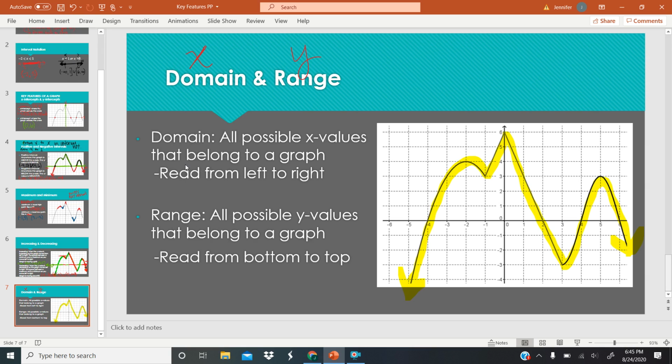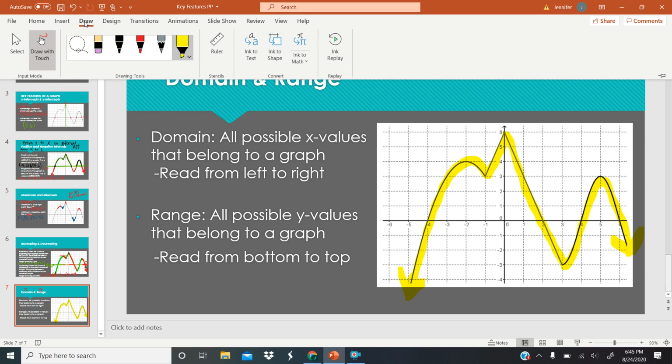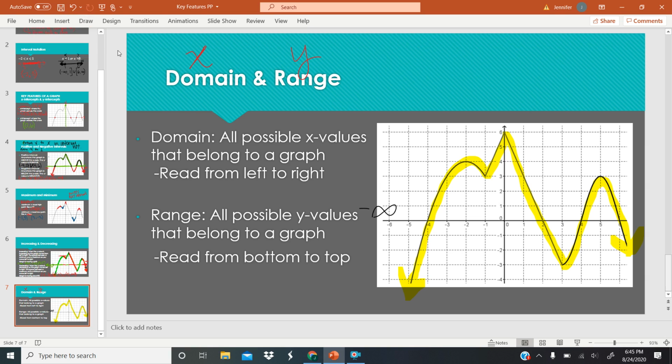So since I never picked my pen up, I never had to change anything on there, that means I went all the way from negative infinity on the left-hand side of the graph to infinity on the right-hand side of the graph. So since there were no breaks in it and it didn't stop at any point from left to right, the domain is going to be from negative infinity to positive infinity. And so then the range is going to be a little bit different.